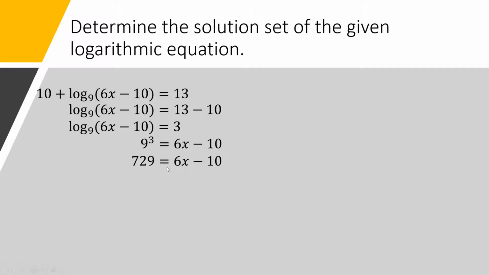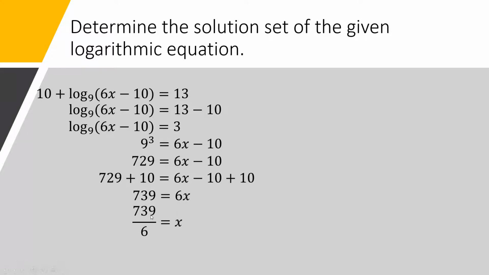Since we only have to get the value of our x, we have to add both sides by 10 to make this one 0. So you have 729 plus 10 is equal to 6x minus 10 plus 10. So this will become 0. Then we have 739 equals 6x. Then we have to divide both sides by 6. Then we have 739 over 6 is the value of our x.